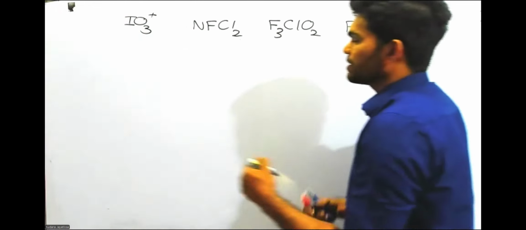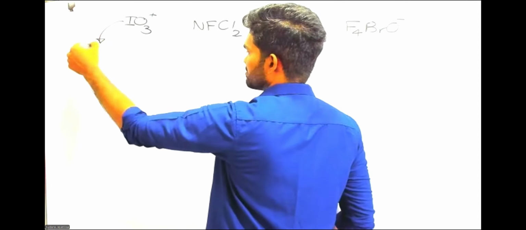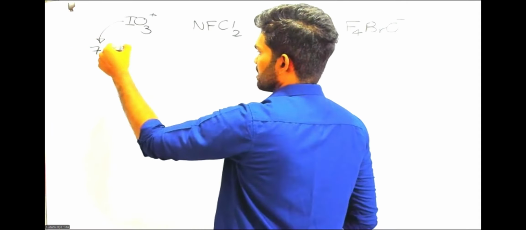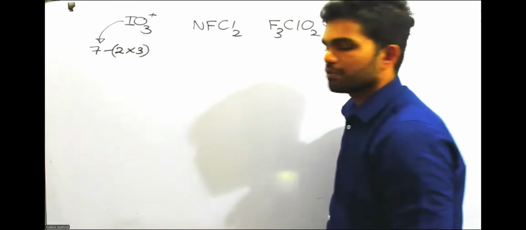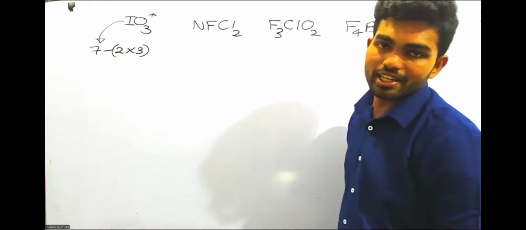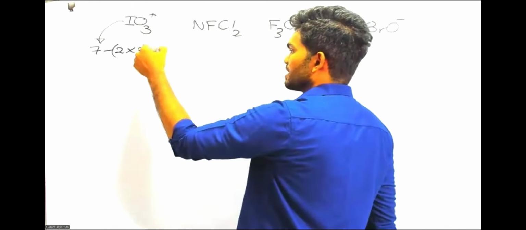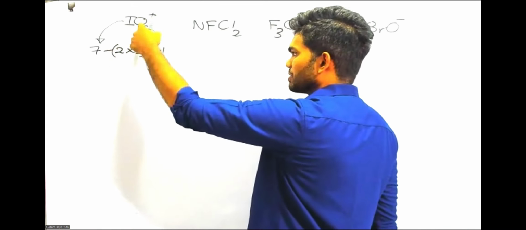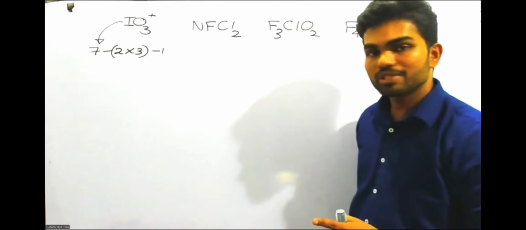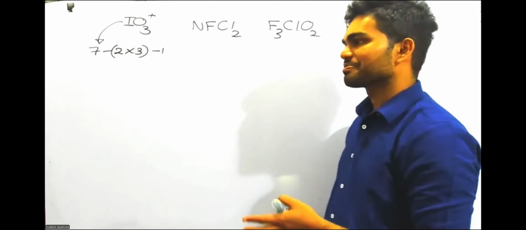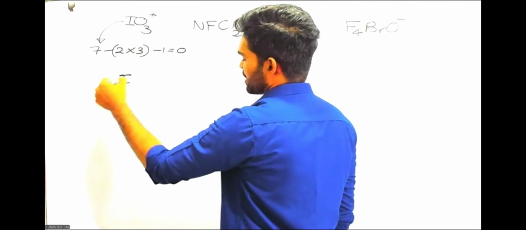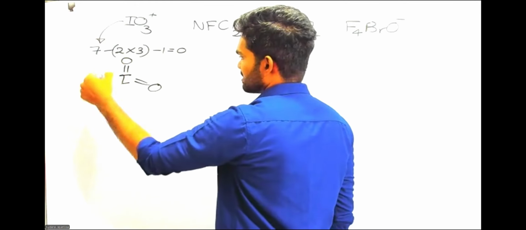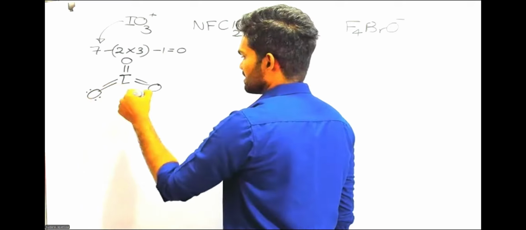Right, so if you take IO3+, iodine has 7 valence electrons. Out of that, oxygen is usually making double bonds, so you have to leave 2 into 3, 6 electrons to that. And the positive charge is also present on iodine, because oxygen usually doesn't keep the positive charge. It's a more electronegative atom, so it passes the positive charge to iodine. Okay, so then you can see there are no lone pairs left on iodine. So IO3+ is going to be a structure like this.